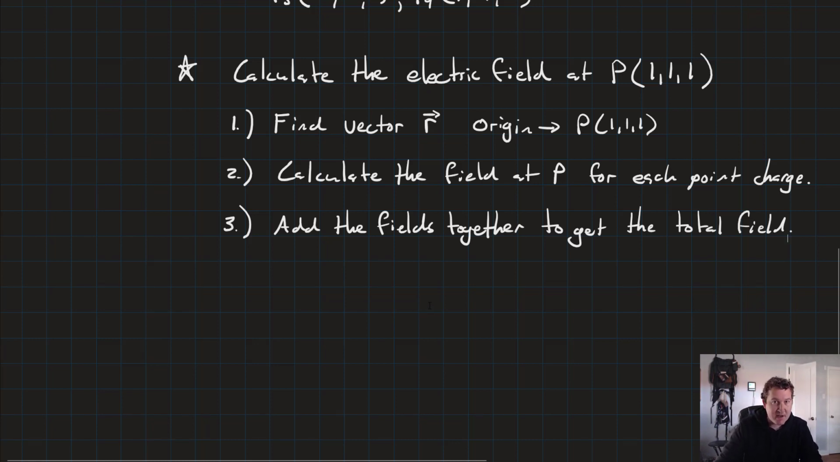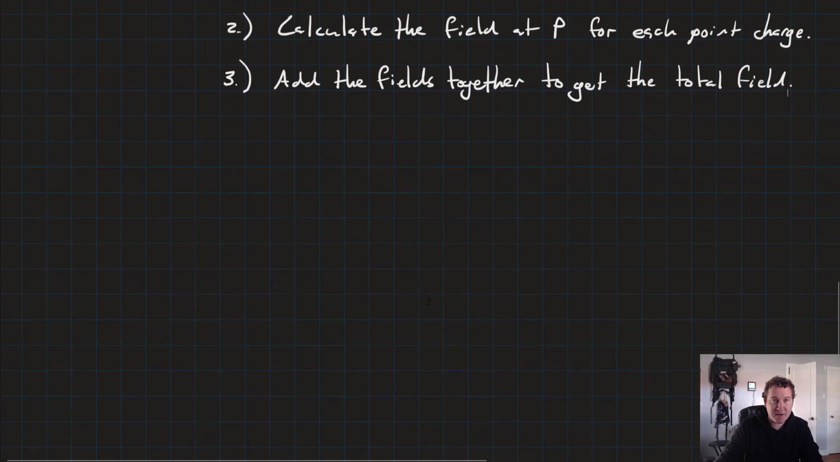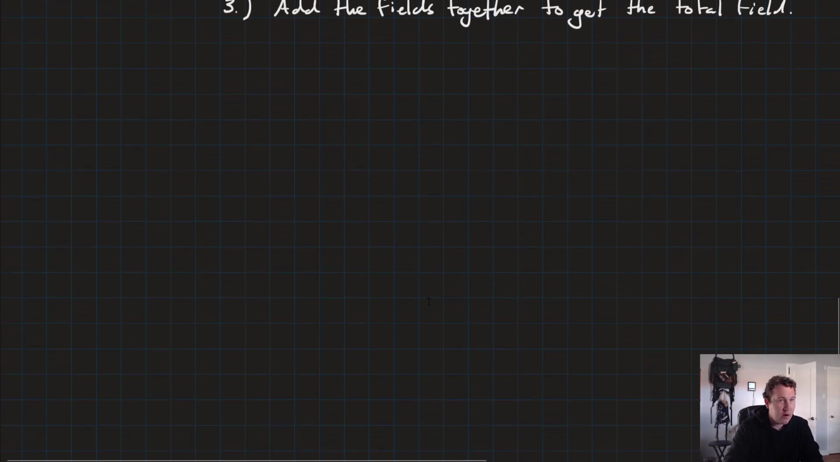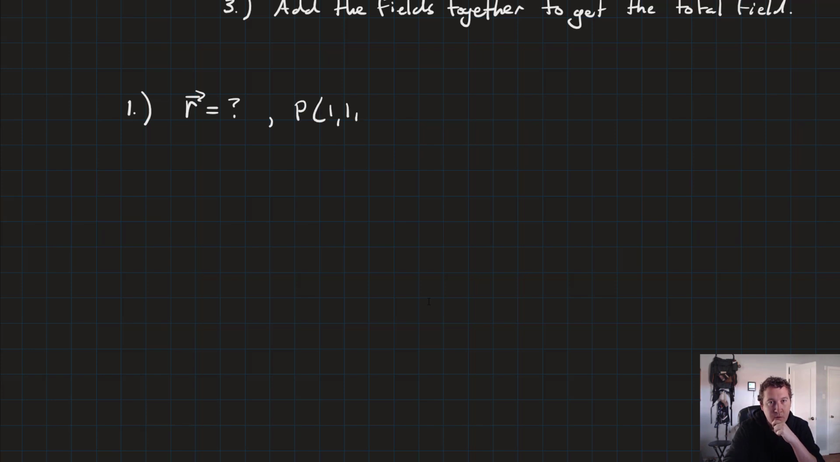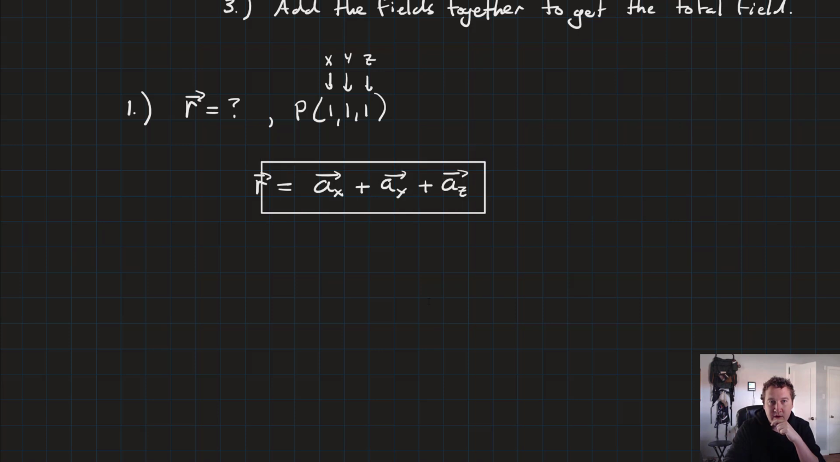So let's get in. And like I said, this is going to take a little bit of time to complete, so buckle up. All right, step 1, find r. So we want to know what the vector r is at point 1, 1, 1. Now this is pretty simple because the components are all just equal to 1. So that means that r, simply put, is just going to be equal to the unit vector a sub x plus the unit vector a sub y plus the unit vector a sub z. So there we go. There's our point vector r.